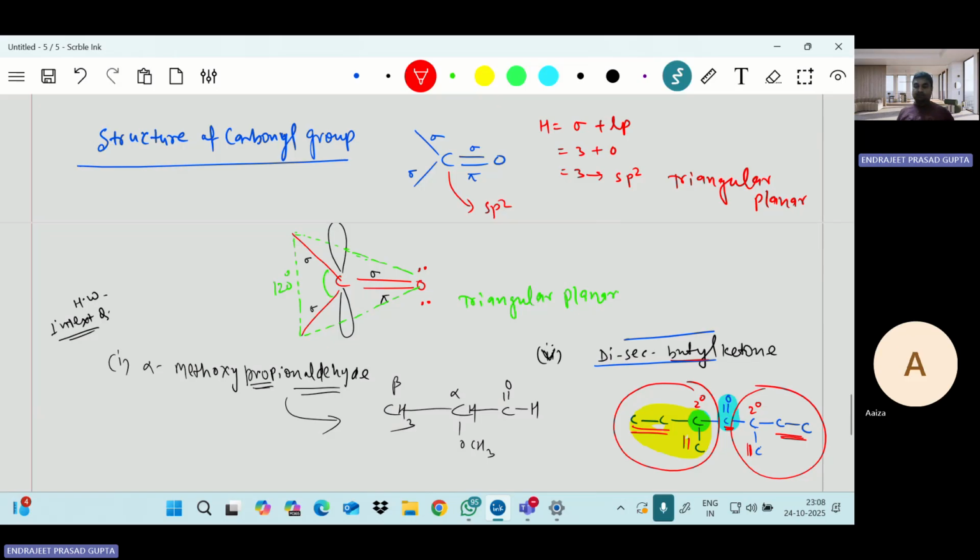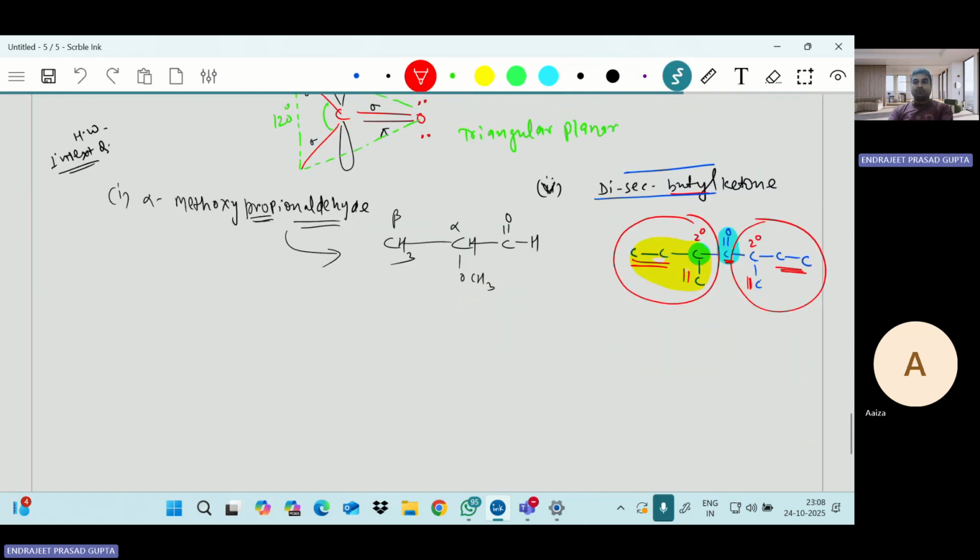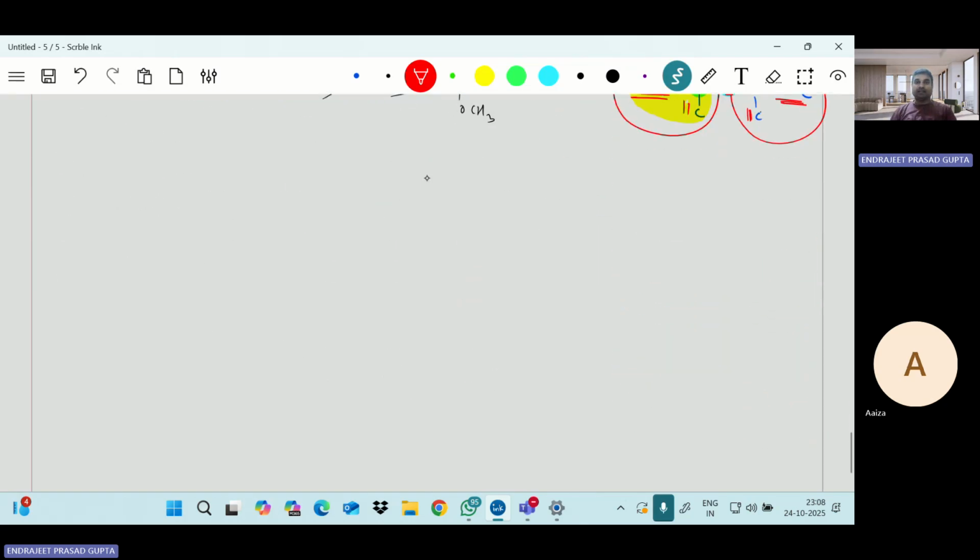Have you got it? So this is about the structure and nomenclature of aldehydes and ketones, and after this we come to explain the methods of preparation of aldehydes and ketones.